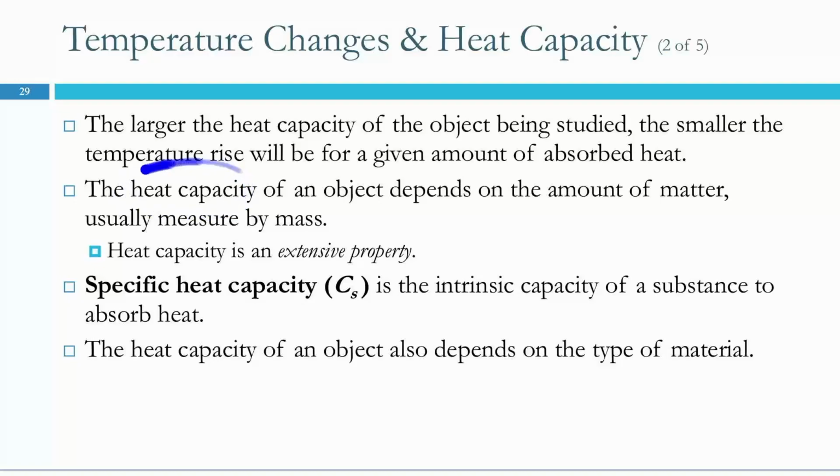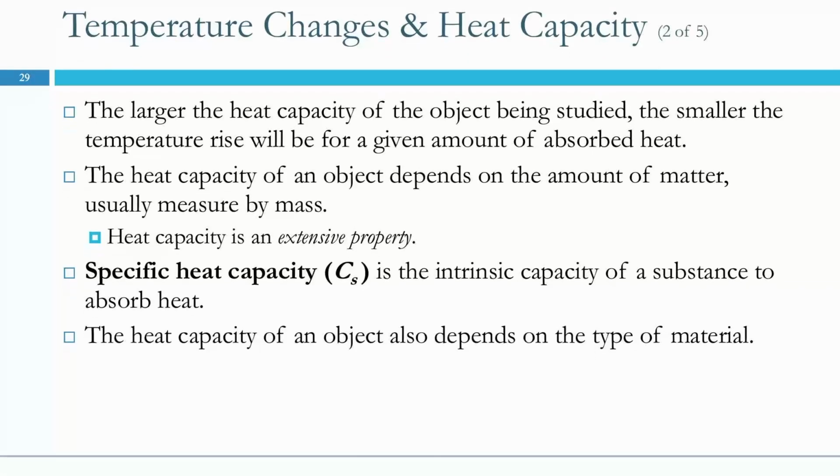The heat capacity, C, depends on the amount of matter, usually measured by mass, which makes it an extensive property, and that's annoying. We don't like doing that because then the heat capacity is different for every single object, and that's not very helpful to us. It doesn't apply to other situations, the reason we don't use that. So instead, we use specific heat capacity. The specific part, specifically, 1 gram of the substance.